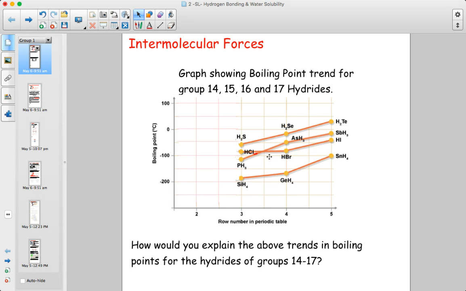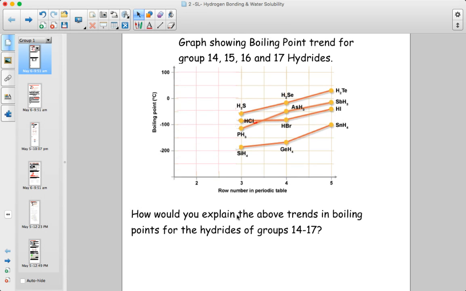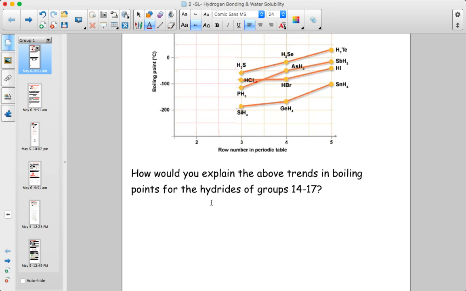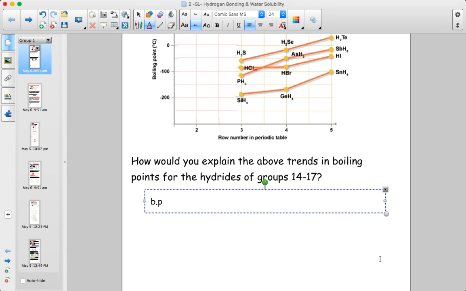So looking at these trends, it should be pretty clear that the boiling point is increasing as we move down the rows of the periodic table. And so if we had to try to explain that based on the IMFs we've talked about thus far, you should come to the conclusion that if the boiling point increases, that must mean an increase in IMF strength. That's just a general rule. More IMF strength means greater boiling point because the molecules are held together more strongly.